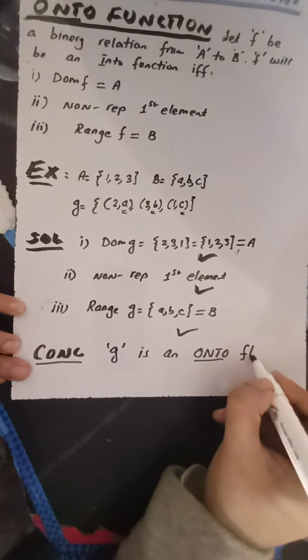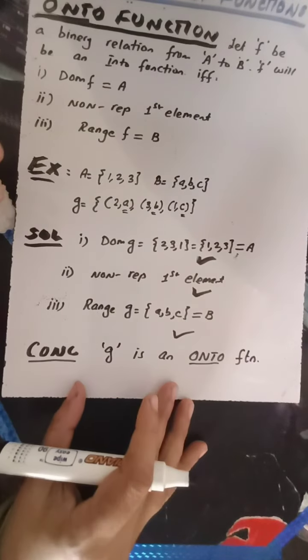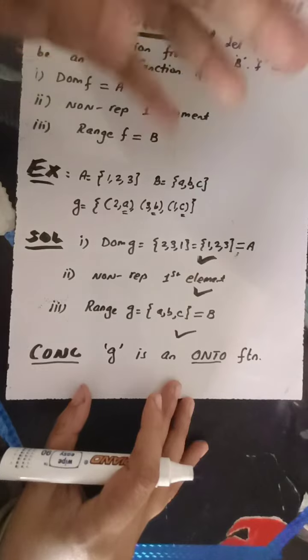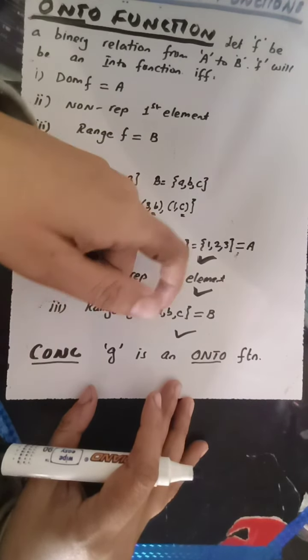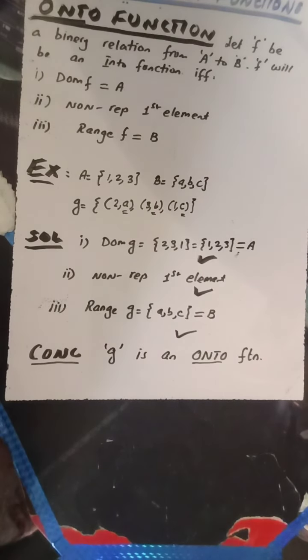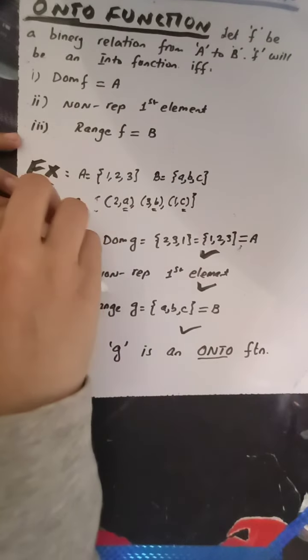That's it. So this is how you find whether a function is onto or not. Suppose it was not equal to B, then we would have said that it is an into function, not onto. But over here the range is equal to B, so it means that the given binary relation is an onto function. Now let us move to the next type, and that is 1-1.